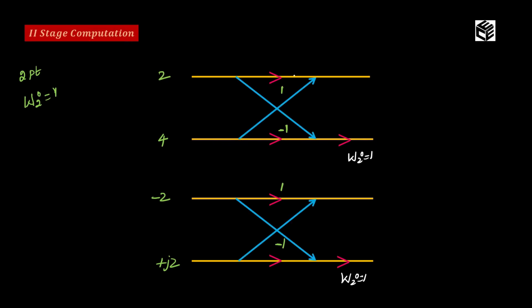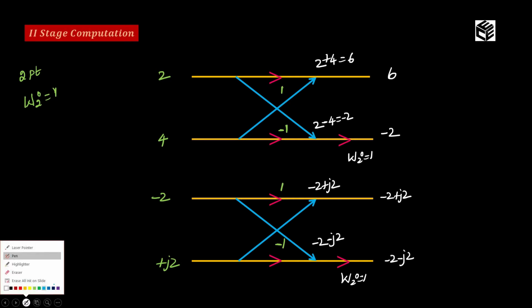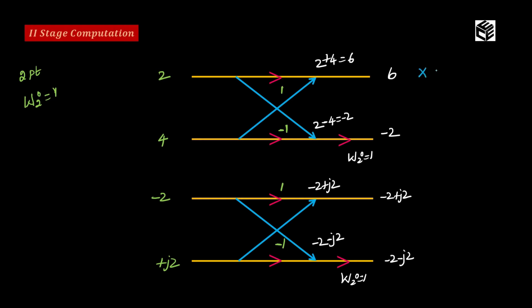Now the output of first line is, this is 2. 2 into 1 is 2 plus 4, which is equal to 6. Here it is 2, 4 into minus 1 is minus 4, which is equal to minus 2. And here minus 2 plus j2. Here it is minus 2 minus j2. Now the output is 6, minus 2 into 1 is minus 2, minus 2 plus j2, and minus 2 minus j2 into 1 is minus 2 minus j2. As we know, the output of a DIF is of bit reversed order.